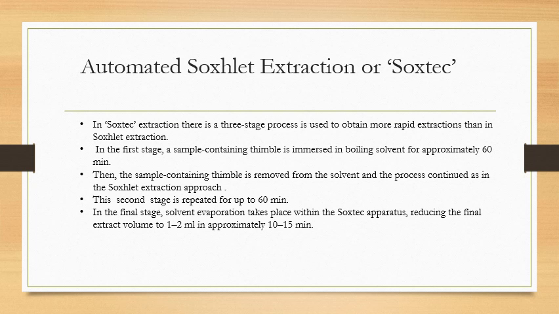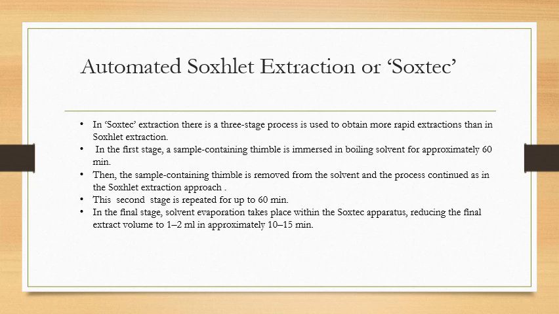Then automated Soxhlet extraction, or Soxtec. It is also an important point. In Soxtec extraction, a three-stage process is used to obtain more rapid extraction than in Soxhlet extraction. In the first stage, a sample-containing thimble is immersed in boiling solvent for approximately 60 minutes. Then the sample-containing thimble is removed from the solvent and the process continues as in the Soxhlet extraction approach.